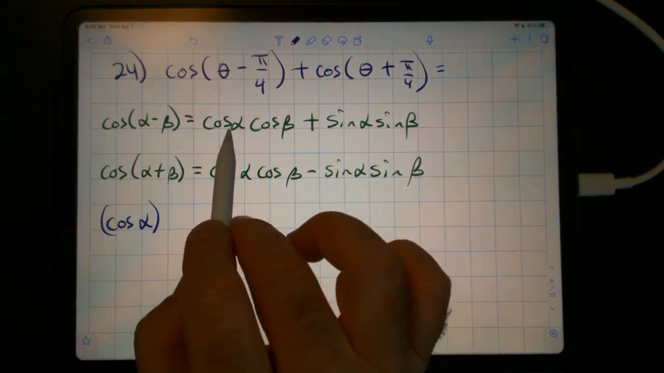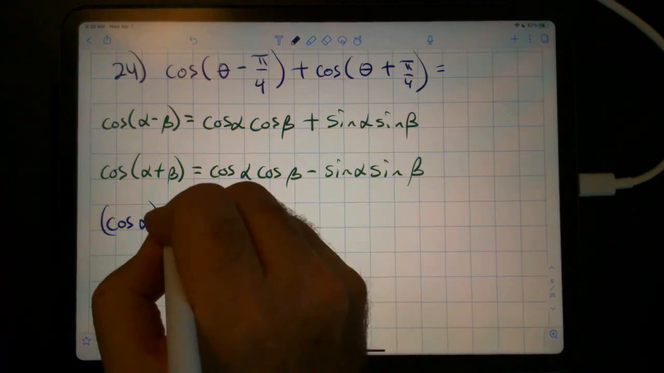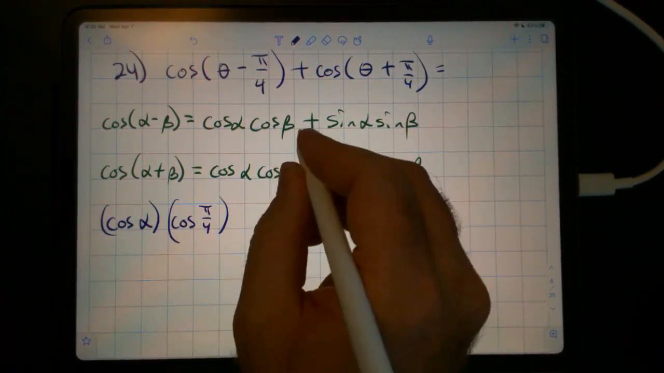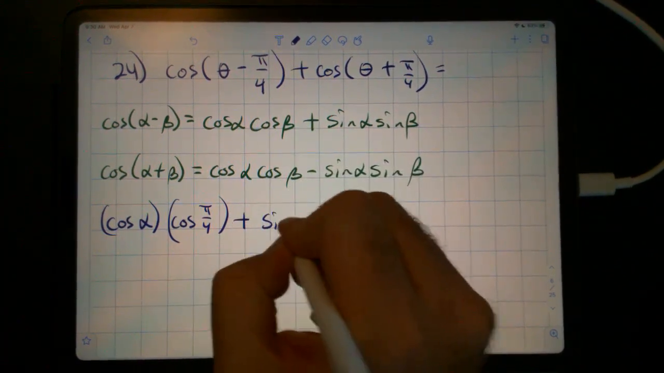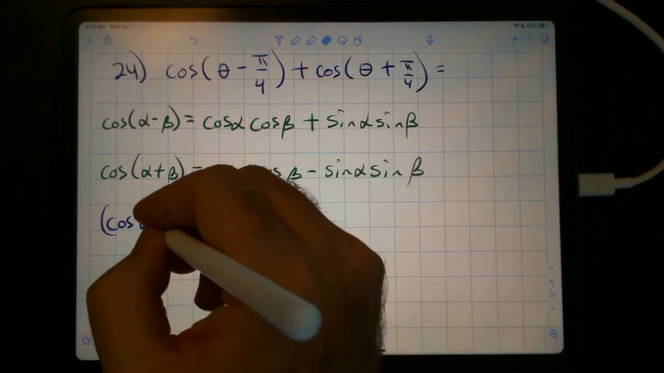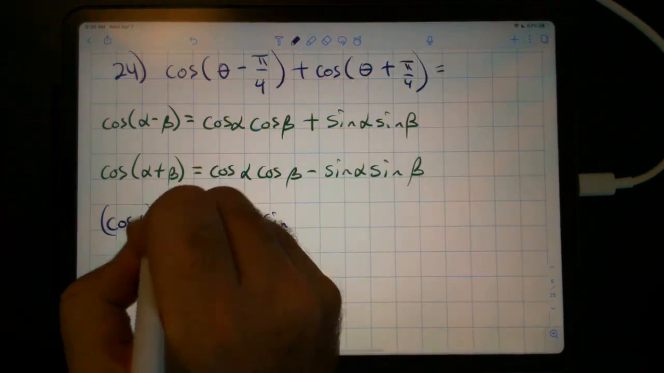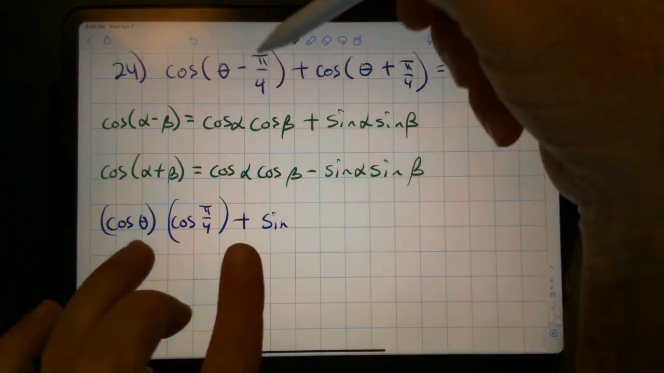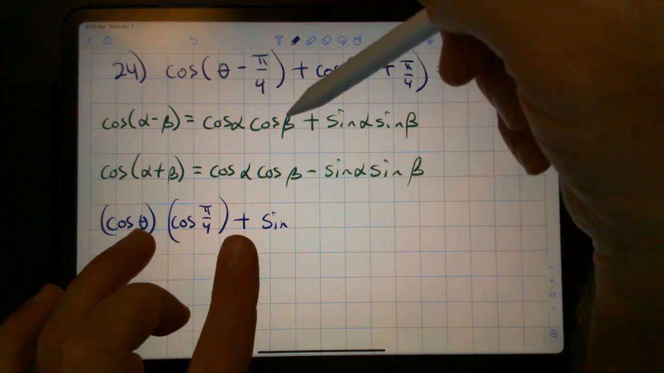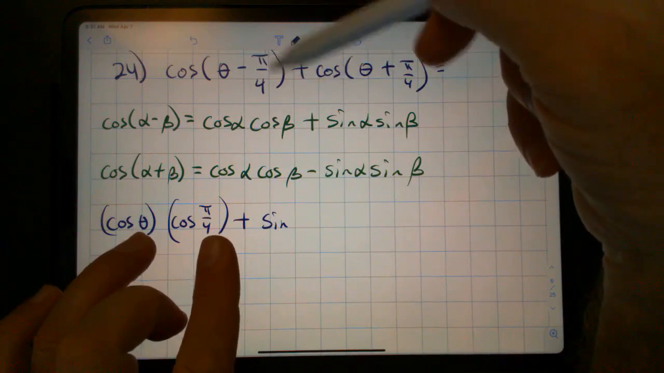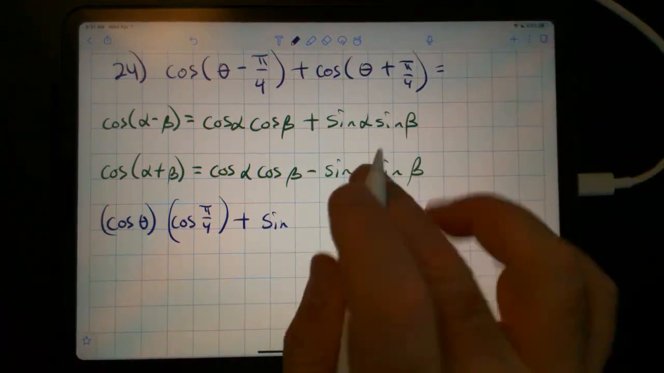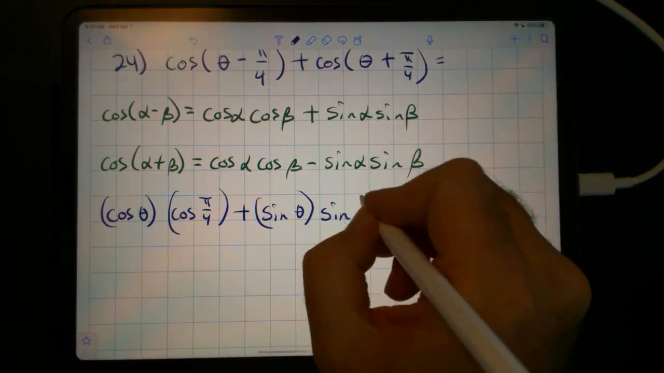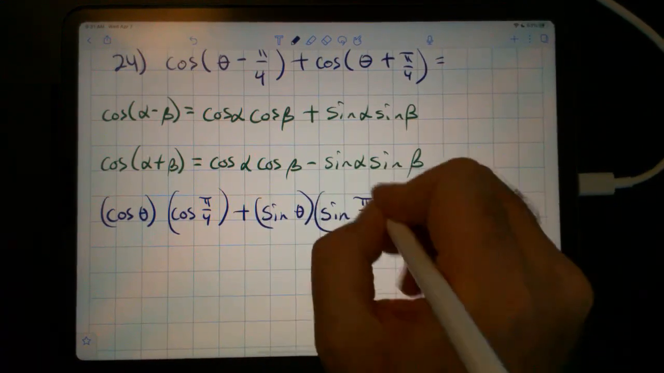So we have cosine alpha, cosine of beta, and then this is plus, sorry, that's the first angle, which is technically theta, not alpha. So cosine of the first angle, theta, cosine of the second angle, pi over 4, plus sine of the first angle, which is theta, times sine of the second angle, which is pi over 4.